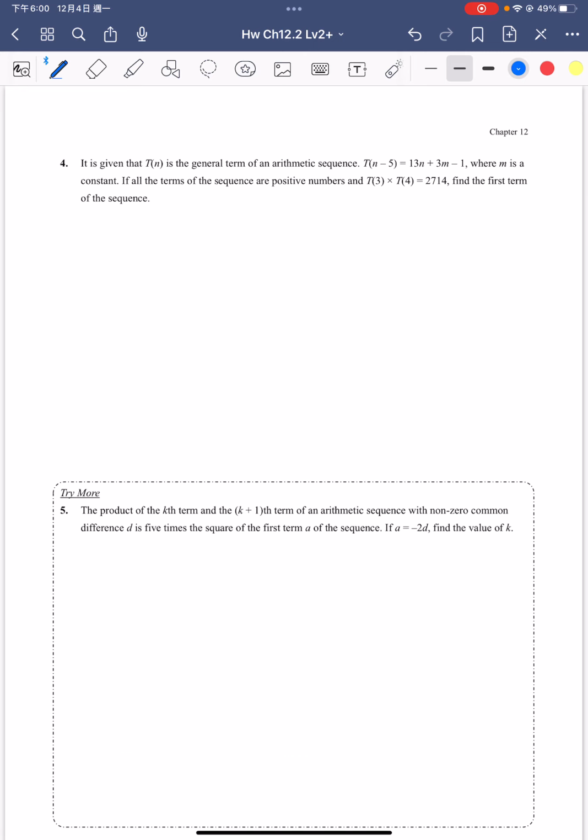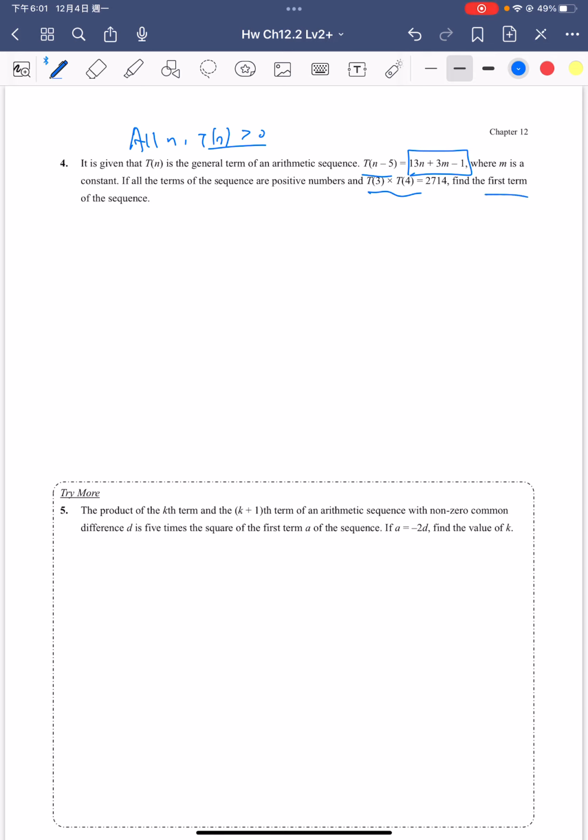So now we're going to do question 4. It is given that Tn is the general term of an arithmetic sequence, and we have Tn minus 5 equal to this thing, where m is a constant. If all the terms of the sequence are positive numbers, then the value of Tn is going to be a positive number, so it's greater than 0, and we have this condition as well. So they're asking us to find out the first term.